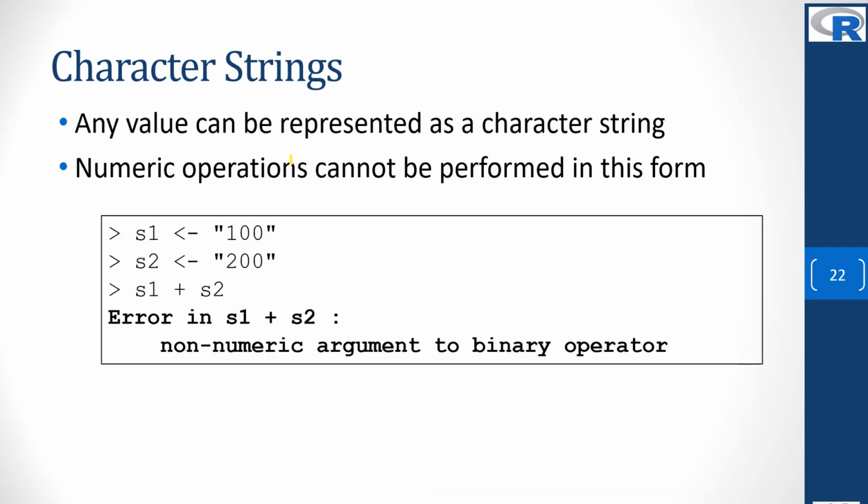Any value can be represented as a character string, so we can represent numbers as character strings, but this is a different data type, so we can't perform any sort of numeric operations on it. I can't create two strings, one containing 100 and one containing 200, and then try to add them together because they are not numeric operators. If we try to do numeric operations, they won't work with strings.